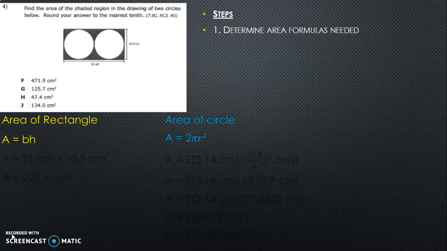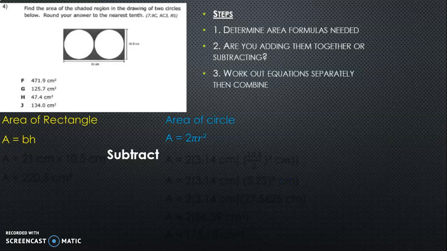First and foremost, because this is a problem where we have to subtract, that is the operation that's going to happen in the middle. So solve the area of the rectangle and subtract the area of the 2 circles. And now let's go ahead and work on these equations.